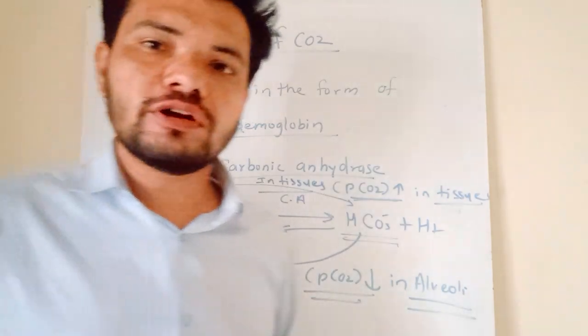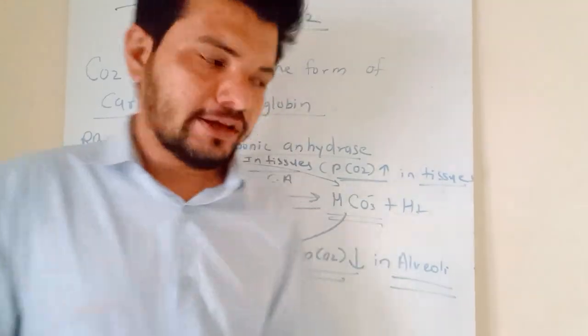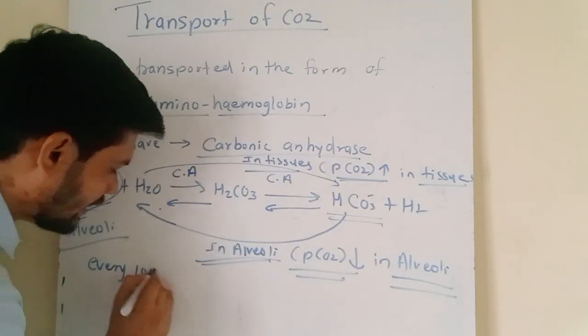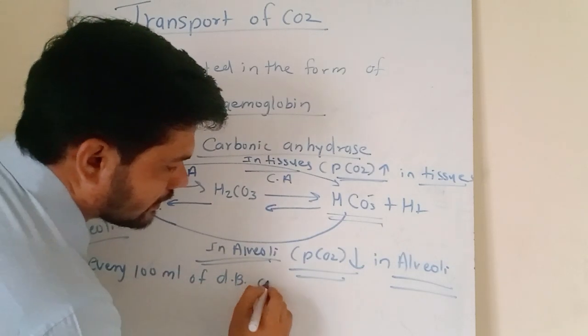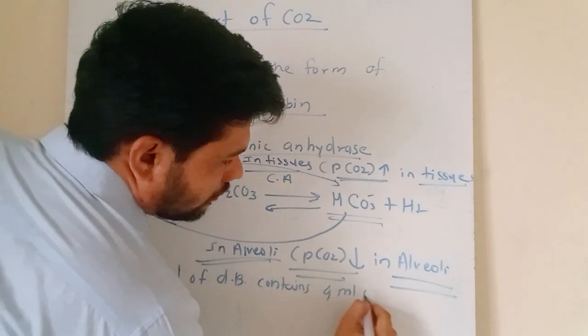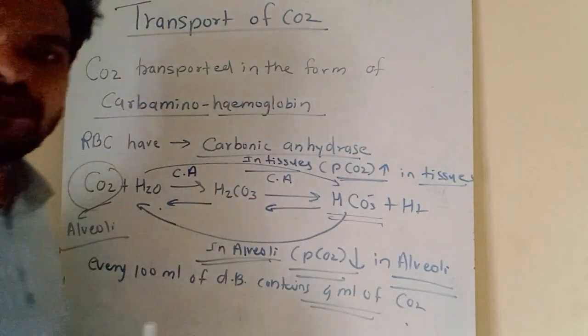One more thing you have to remember here, that is every 100 ml of deoxygenated blood contains 4 ml of CO2. This thing you have to remember in this topic.